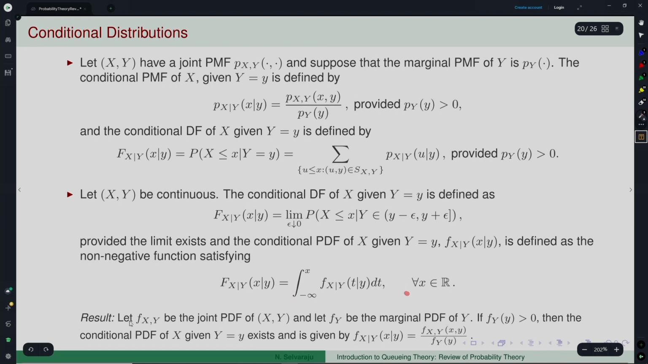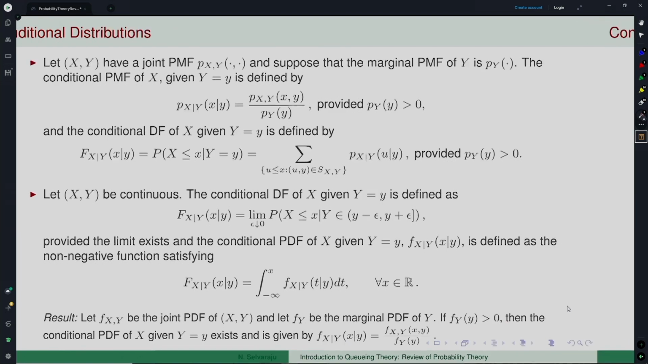Okay. Now, we know that whenever you have the joint PDF and this is the marginal PDF, at the points at which the marginal PDF of y is strictly greater than 0, the conditional PDF of x given y exists and is given by the ratio of this, which is similar to what you would have seen here. So, that is the normal case with which we might work here, but this is the general definition.